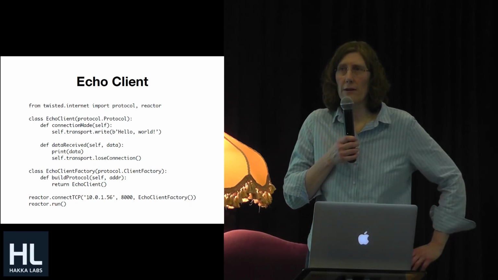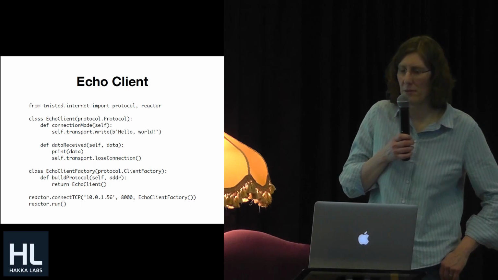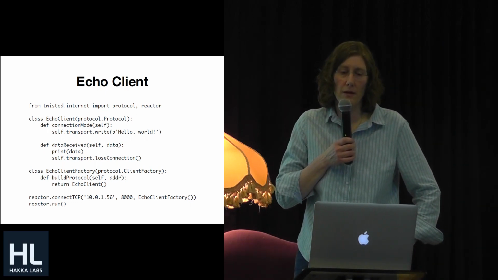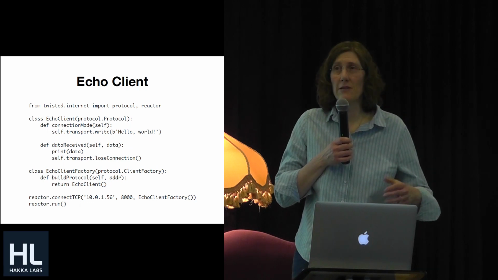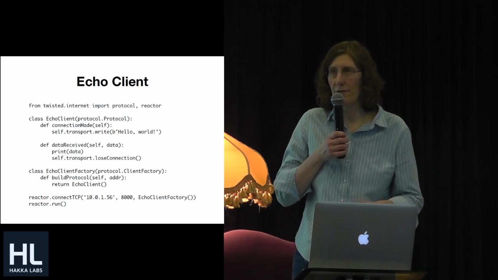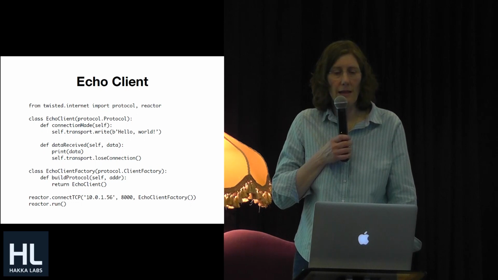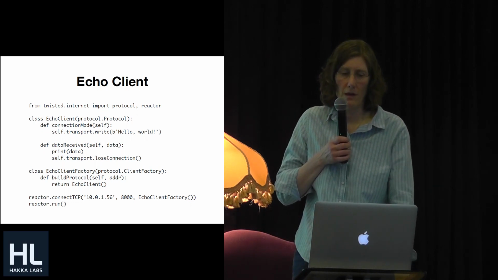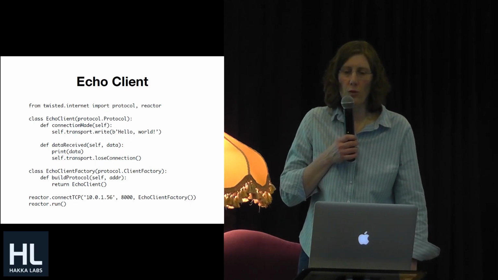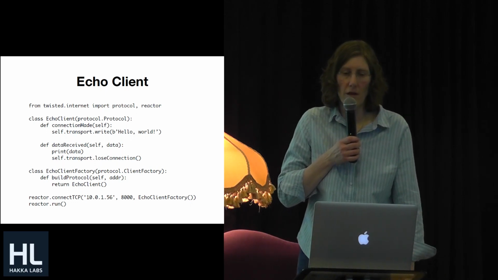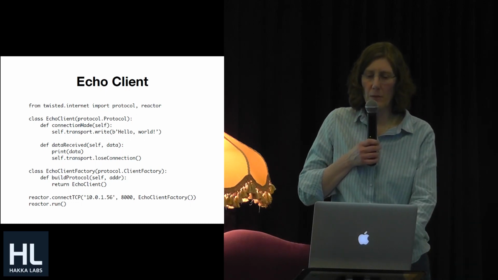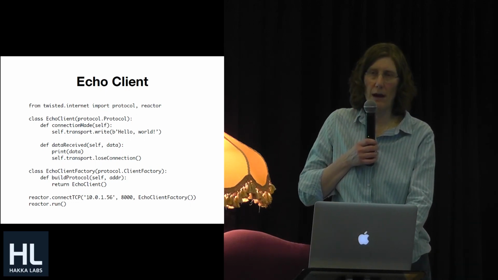The difference between the echo server and the echo client shows up in the protocol. In the server version, we use the default implementation of connection made, which is called right after a protocol is created. In the client version, we override this function to send a message to the server. Since we're talking to an echo server, we should get back the same message we sent. When we do, data received will be called, and we'll print out the received message and then tell the transport to drop the connection.